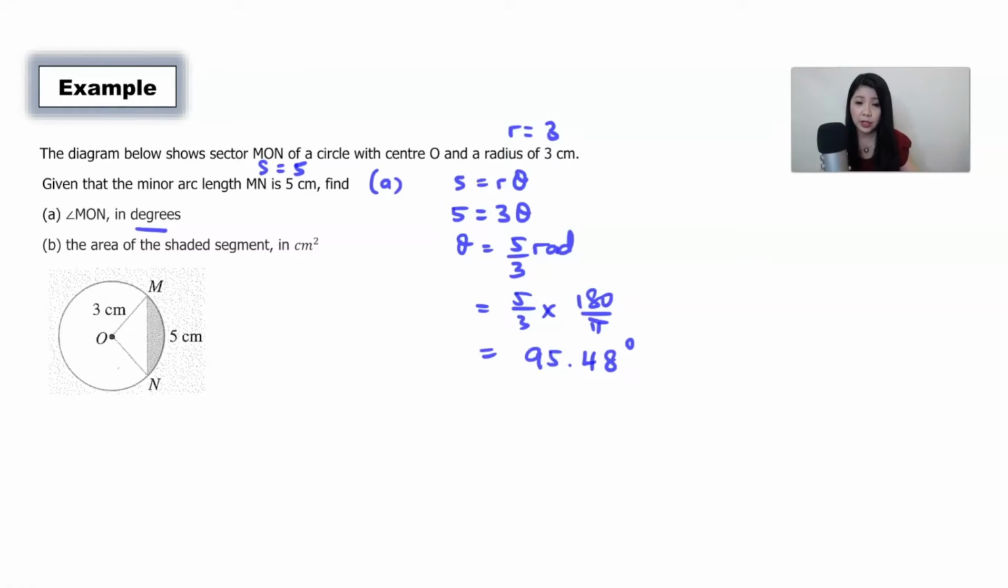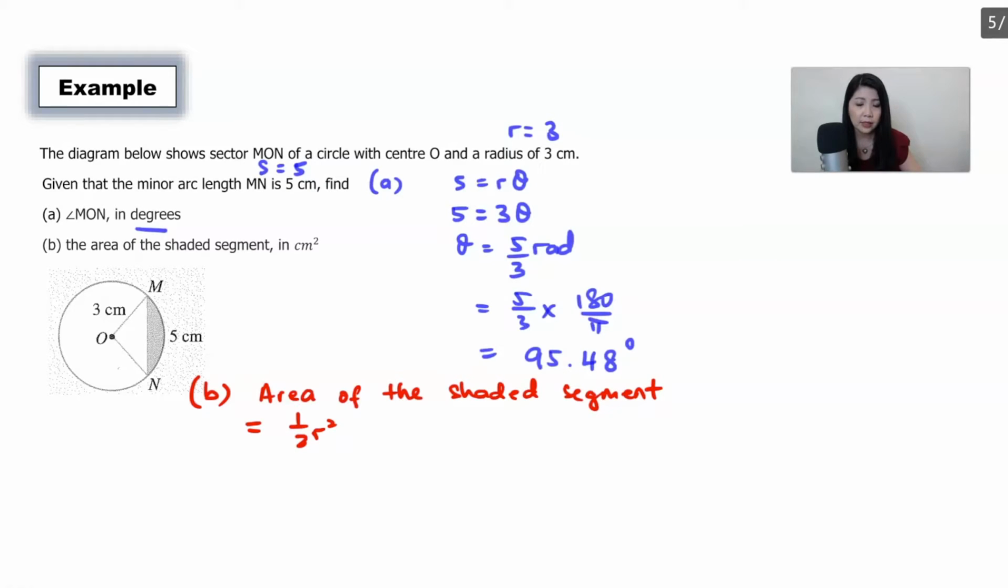So find the area of the shaded segment. To find the area of the shaded segment, you're going to use another formula. So I'm going to use the formula half r squared theta, which is the formula for the area of a sector, minus the area of the triangle. To find the area of the triangle, we use the formula half r squared sine theta.